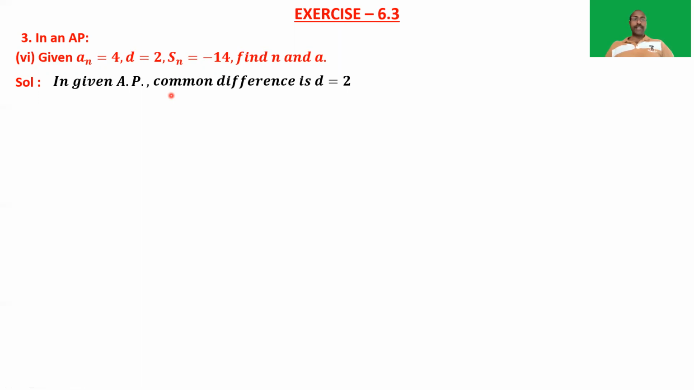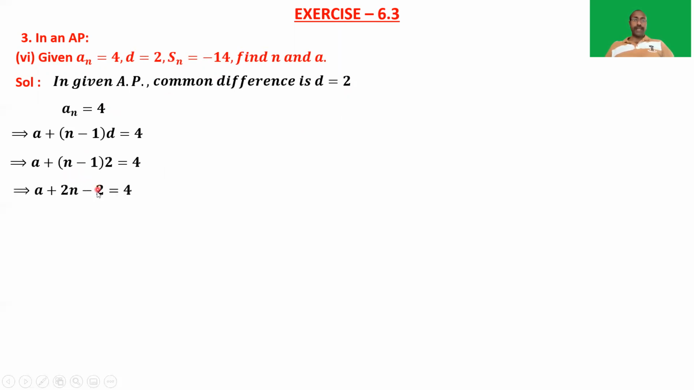So students, in the given AP, it is given that common difference d is equal to 2, and also it is given that an is equal to 4. And we know that an is equal to a plus n minus 1 into d, which is equal to 4. And by substituting d is equal to 2, we get a plus n minus 1 into 2 is equal to 4. Now, a plus 2n minus 2 is equal to 4. And it can be written as a plus 2n is equal to 4 plus 2, that is 6. And that implies we can write a is equal to 6 minus 2n. So take it as equation 1.